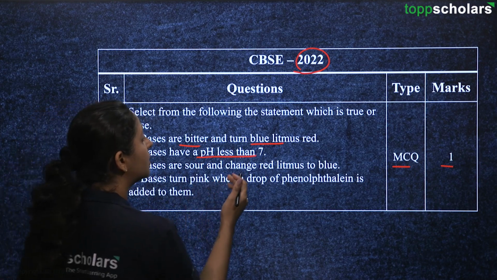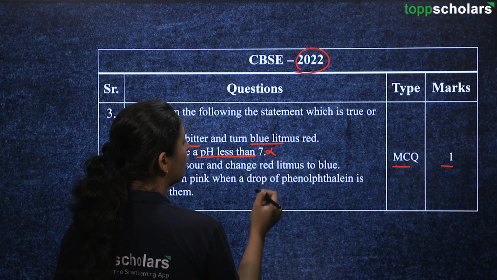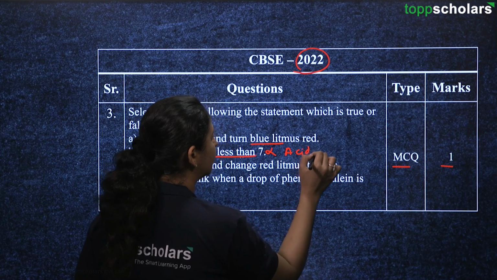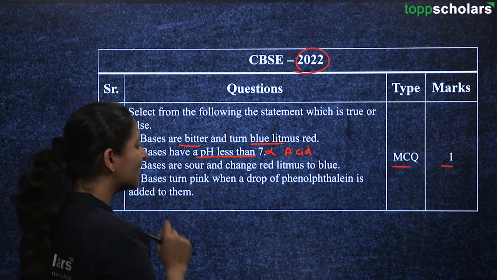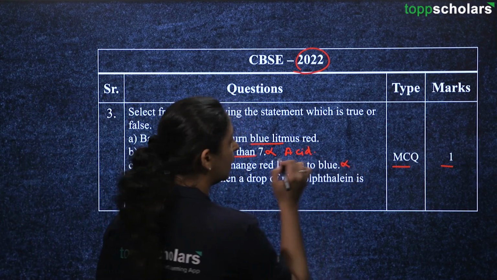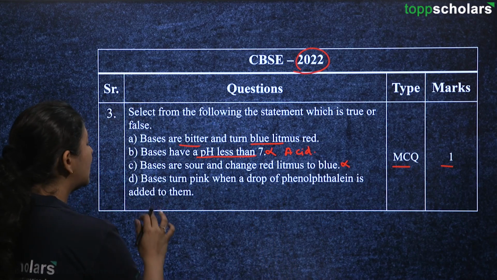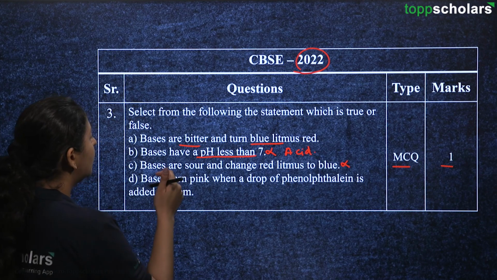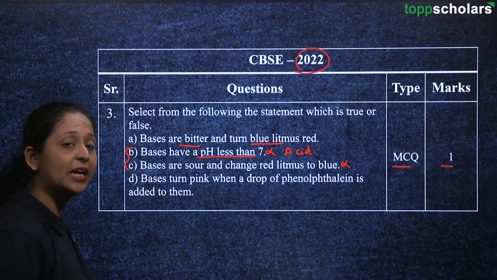So this one is incorrect, because if the pH is less than 7, then it will be an acid. Bases are not sour, rather acids are sour. So this one again will be an incorrect option. Bases turn pink when a drop of phenolphthalein is added to them. So by doing this, students, we have clearly eliminated two options.